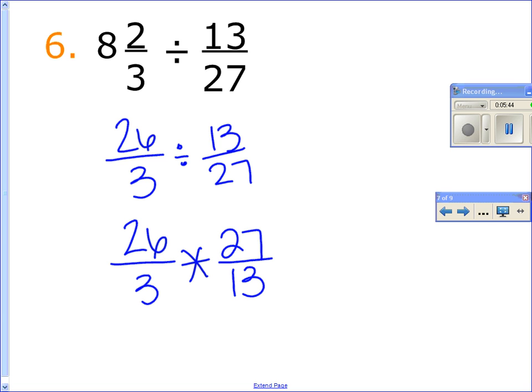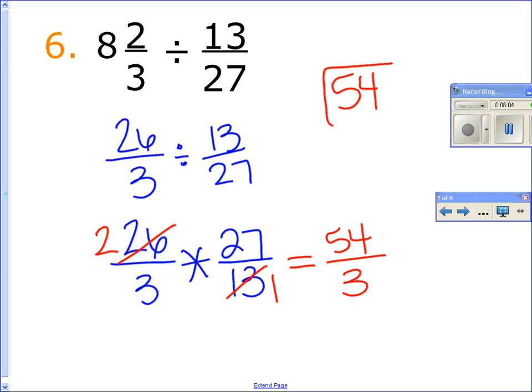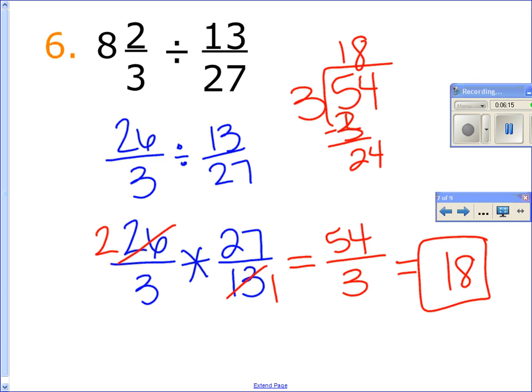Okay. We can simplify here. 13 and 26. 26 divided by 13 is 2. 13 divided by 13 is 1. Multiply straight across. 27 times 2 is 54 divided by 3. 54 divided by 3. 3 goes into 5 one time. 5 minus 3 is 2. 3 goes into 24 8 times. So your final answer is 18.